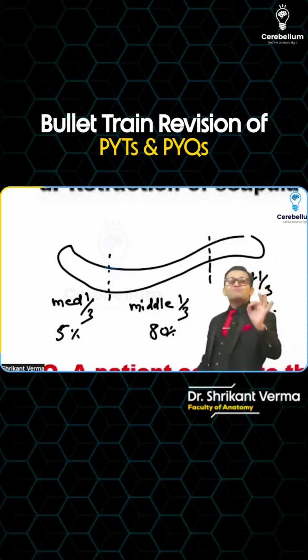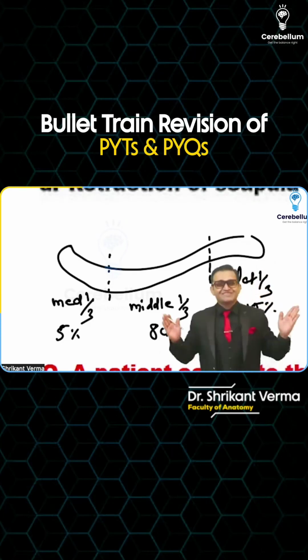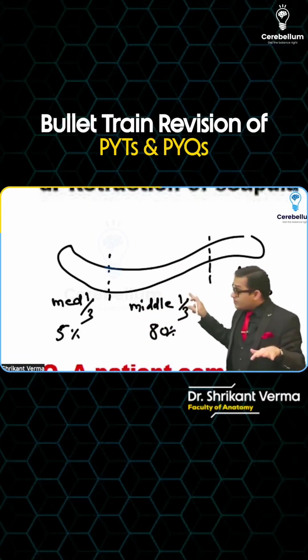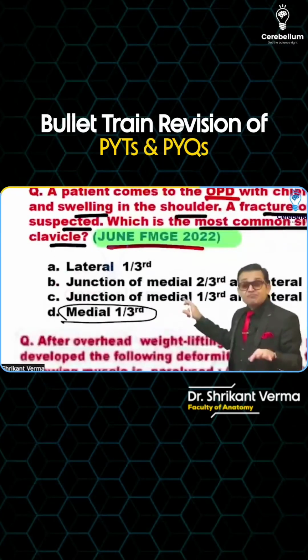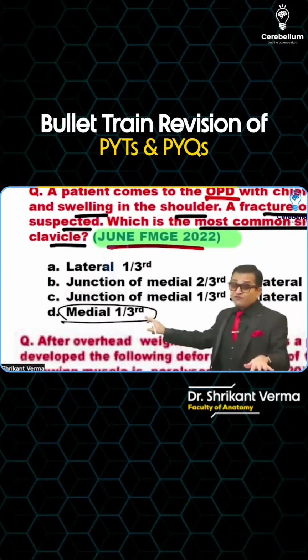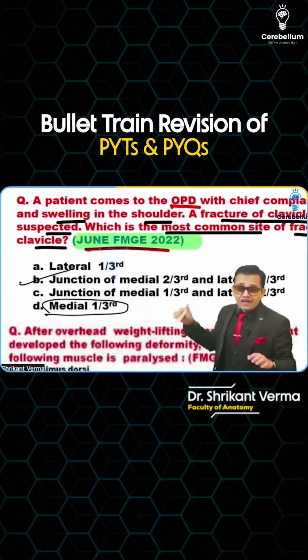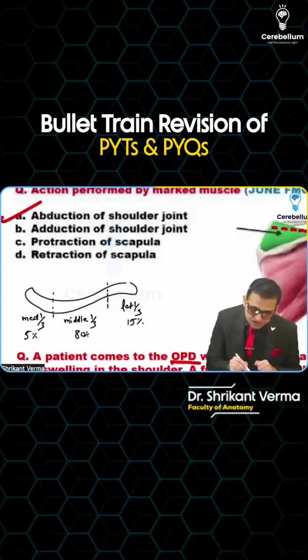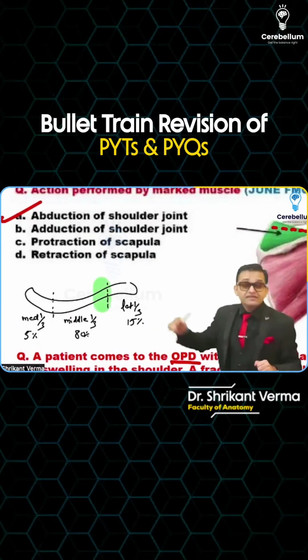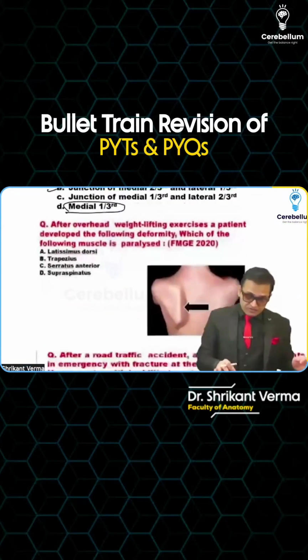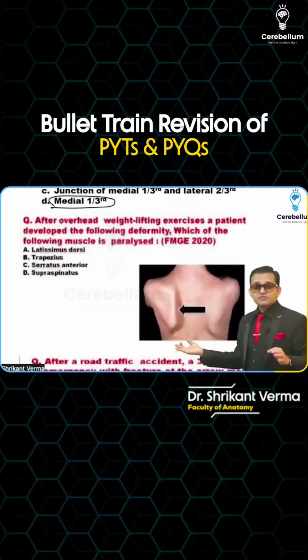You all know the famous dialogue from our GRG sir. Okay? So focus on that. It is not the middle 1/3 given in the option. It is the medial 1/3. Okay, so if it is not given, in that situation you have to opt for the junction of the medial 2/3 and lateral 1/3, because this junction is lying near the middle 1/3 part. Agree beta?